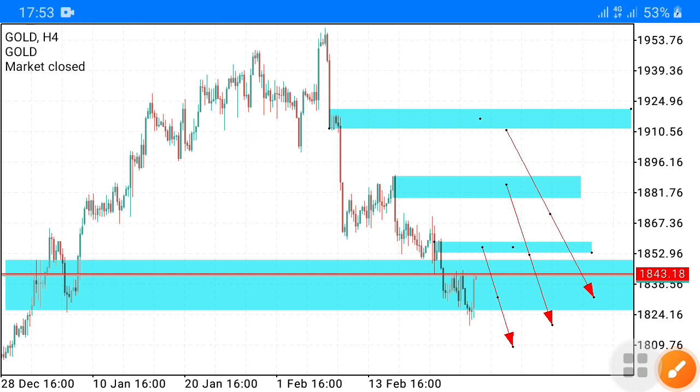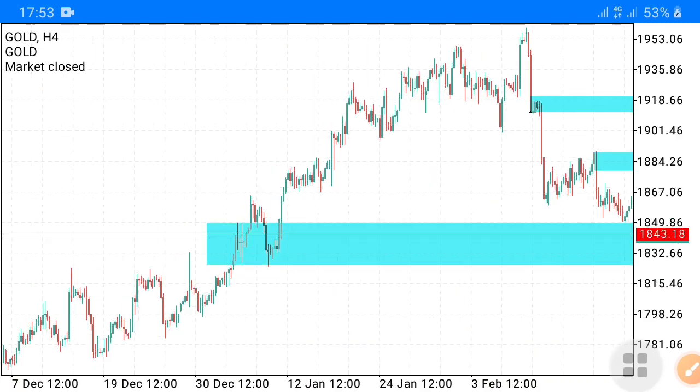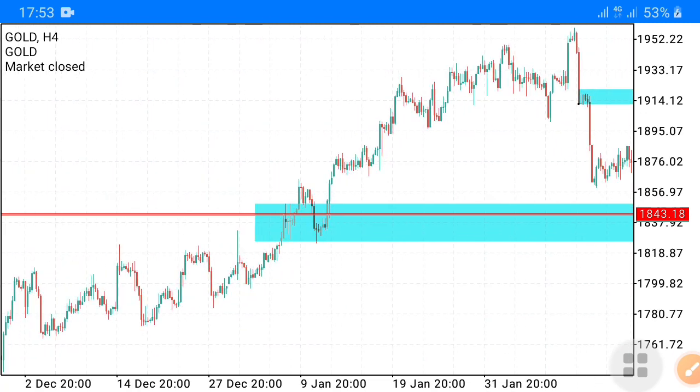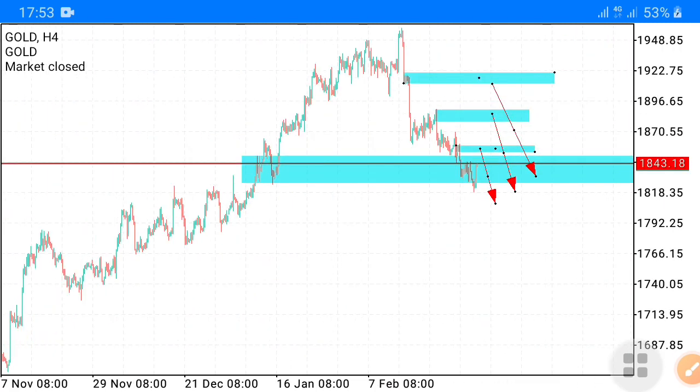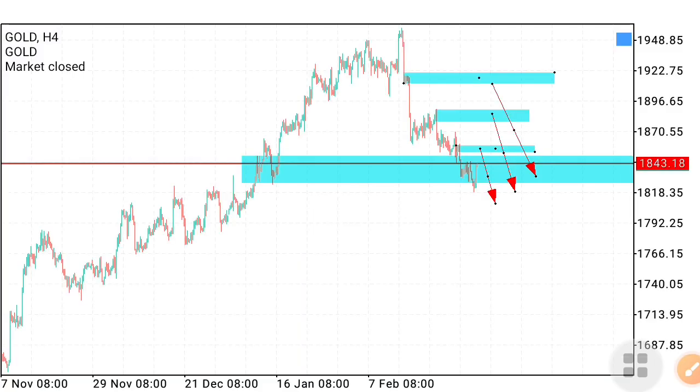So I want to check on a smaller time frame. But before we go further on a smaller time frame, we can see that if gold ends up going down, we can see our zones. We still have a lot of zones to draw. I love this zone here, so I just want to draw it roughly like this.